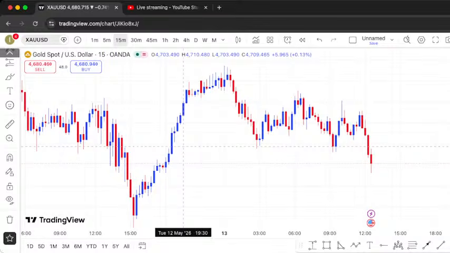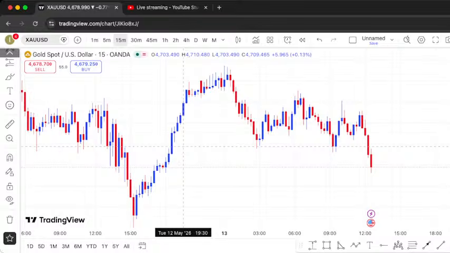Now I just want to do analysis on gold, especially on XAUUSD. It's also the most traded because of its pip value. It has a lot of pips. We can't compare gold with other currencies, because it is one of the most actively traded. Its pip value is very big, and that's why people trade it.